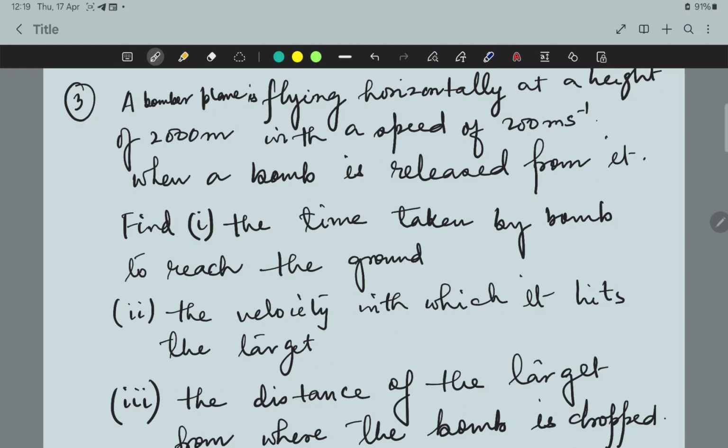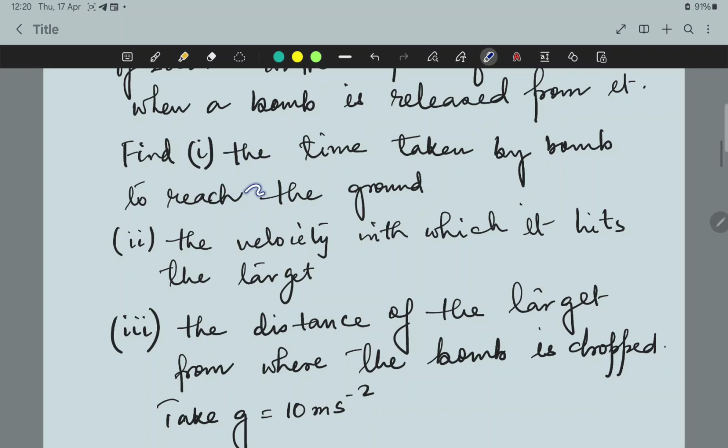Now the third problem, where we can see that from a bomber plane a bomb is dropped, and the plane is at a height of 2000 meter from the ground, and it is moving in the horizontal direction with a speed of 200 meter per second, and this is the height. So the bomb is released from the plane, so hence the bomb's initial velocity in the horizontal direction will also be 200 meter per second.